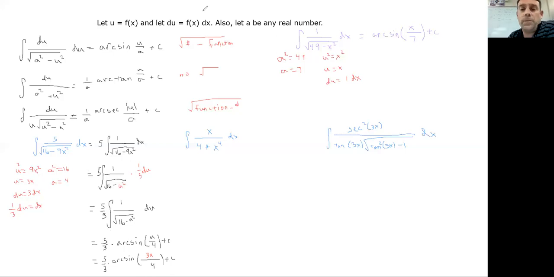All right. Let's see how you guys do on this next one. All right, here we go. So u squared is x to the 4th. So that means u then is x squared, and du equals 2x dx. A squared is 4, so that means a is 2.